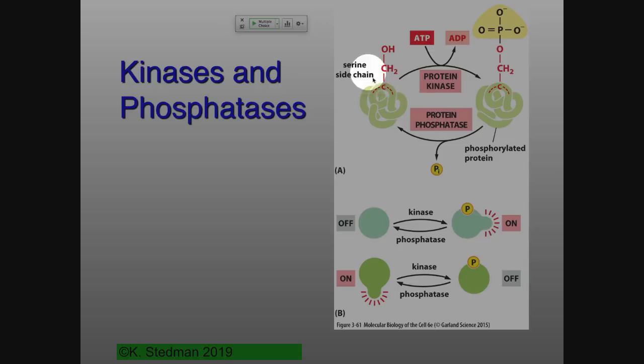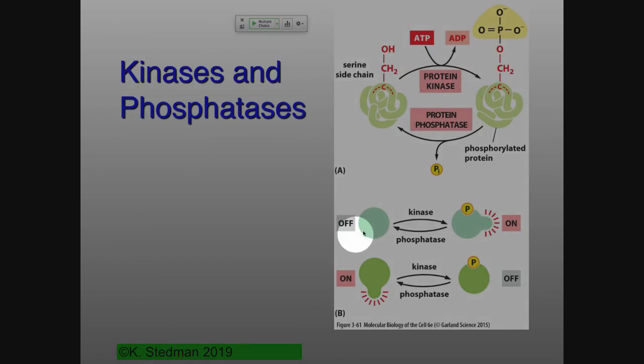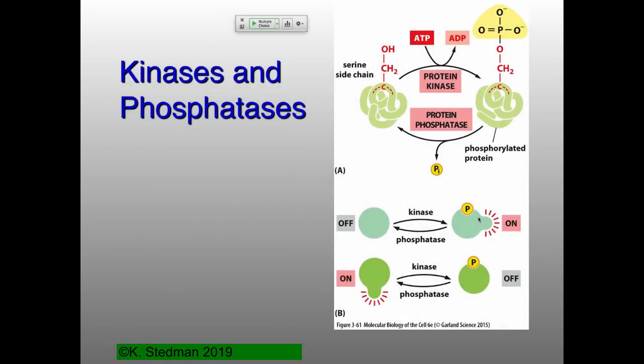And that is then stable until you have a protein phosphatase, which will get rid of this phosphate, and then you go back to having an OH on the side of your protein. Again, usually this is going to be some kind of inactive protein that gets activated by phosphorylation. And again, all this phosphorylation is happening with kinases.